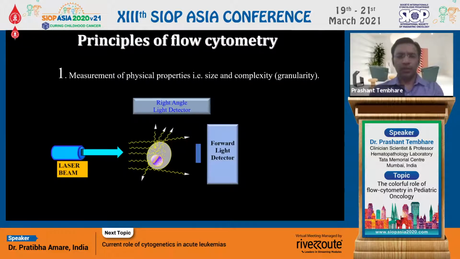Now, flow cytometry basically works on two principles. One principle is the measurement of the size and the complexity of the cell. When the cells come in front of the laser, light is diverted in the forward direction by the size of the cell. So the larger the size, the higher the diversion; the smaller the size, the lesser the diversion. At the same time, the laser light is also diverted to the side of the cell, at a right angle, based on the number of granules or vacuoles within the cell. So the side scatter indicates the granularity and the forward scatter indicates the size of the cell.